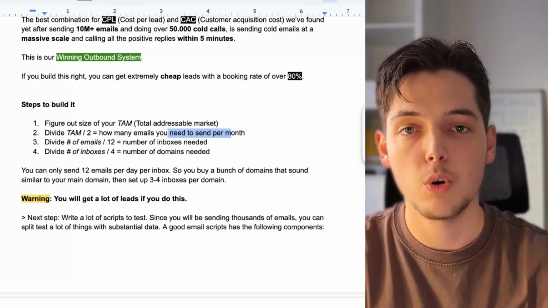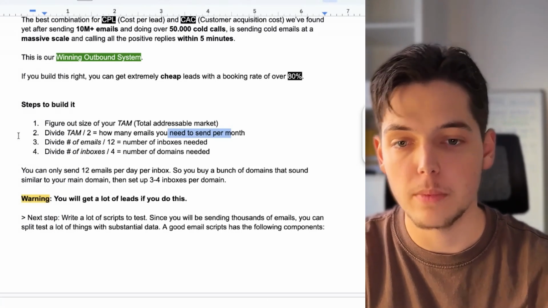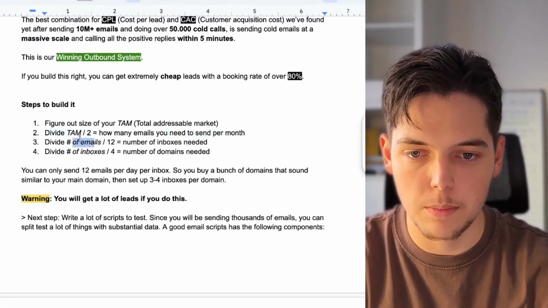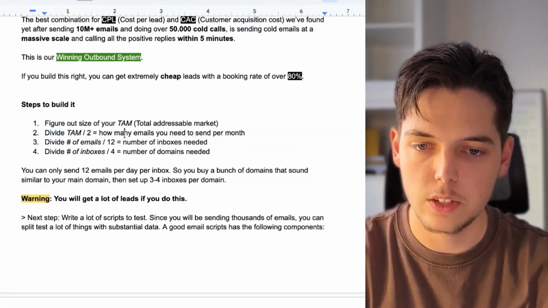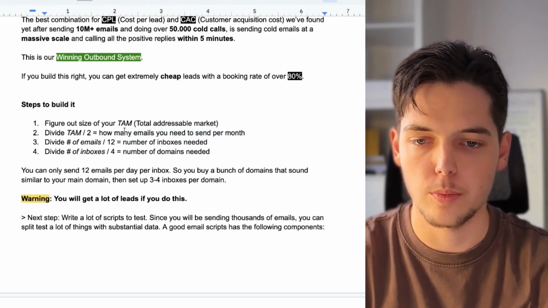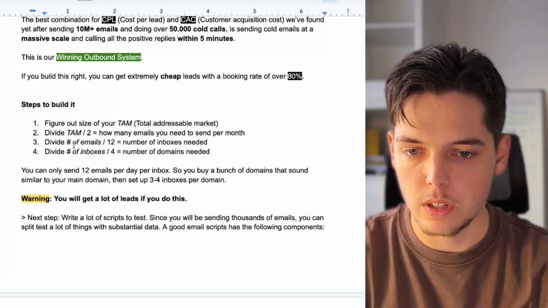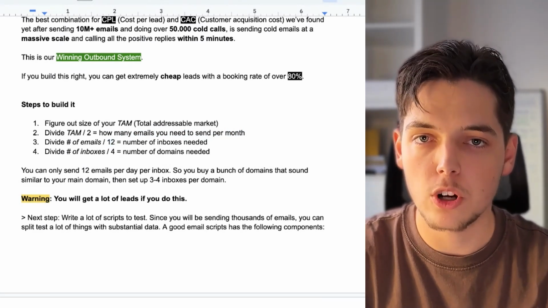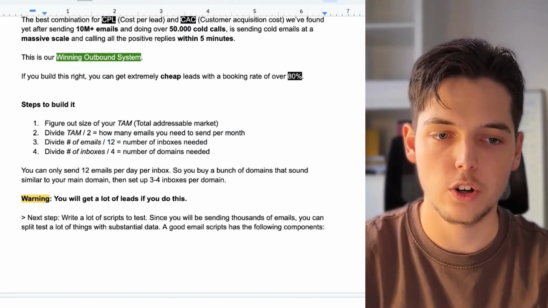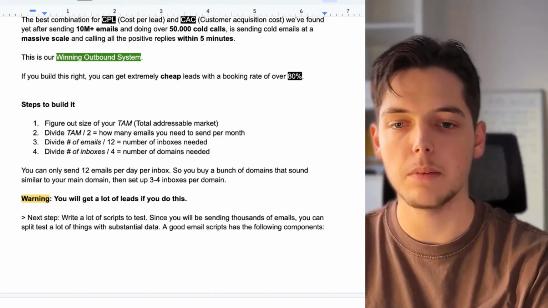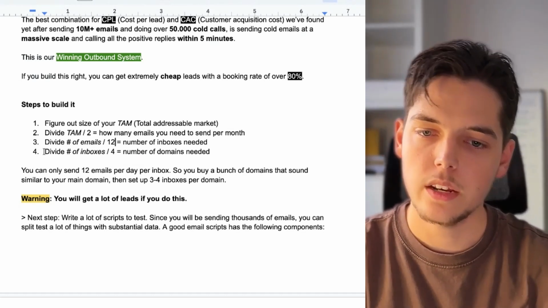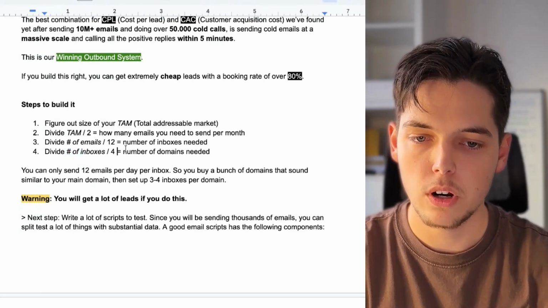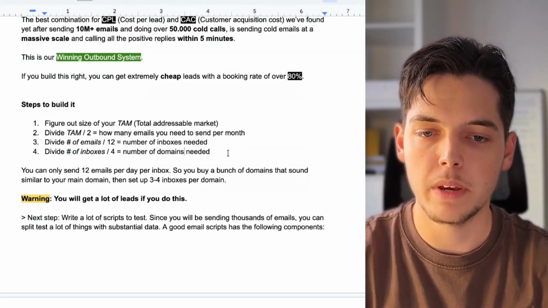If you want to do even more, you can say, okay, I just want to reach them every month. Then you just skip this step. You don't divide by 2. But let's say you do this. It's how many emails you need to send per month. Then you divide this number by 12, which is the amount of inboxes you need to buy. So inboxes are just specific emails, like first name at domain.com. And then you divide the number of inboxes by 4, which is the amount of domains you need.